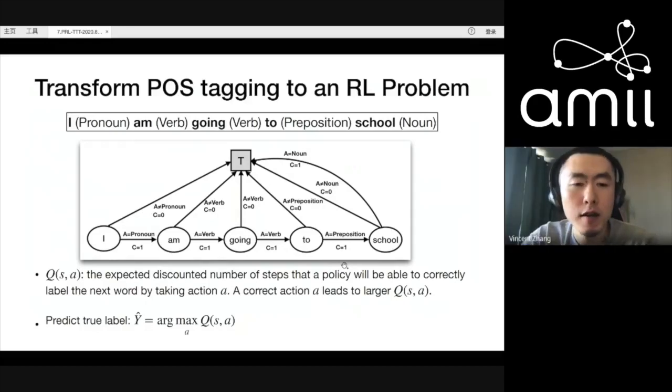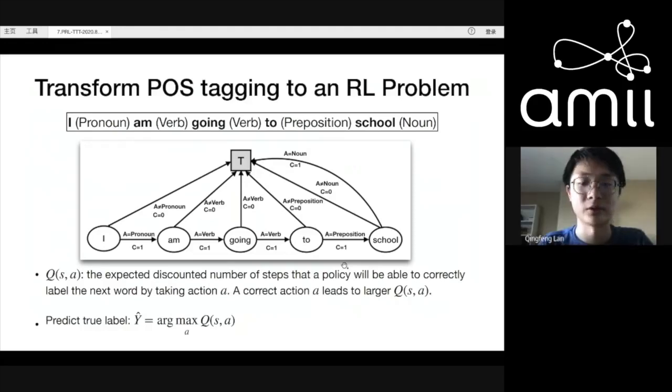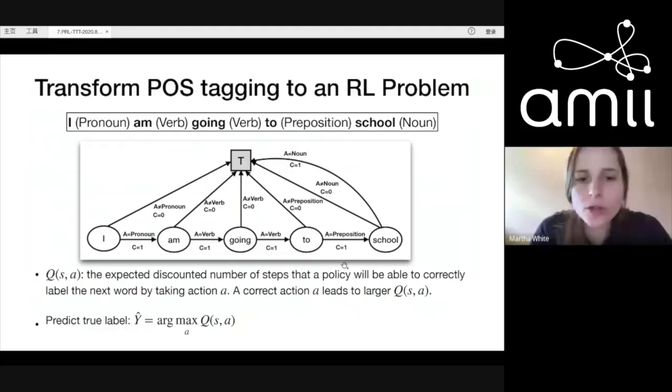Okay, thanks. I'm going to think a bit more about that. Thanks. Thank you for your question. What do you mean you construct a different MDP for each sentence?